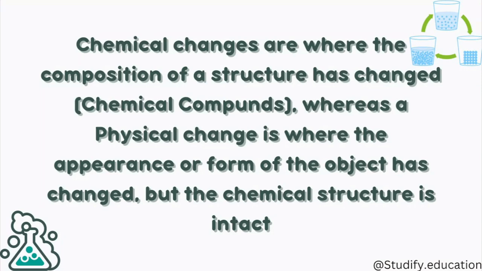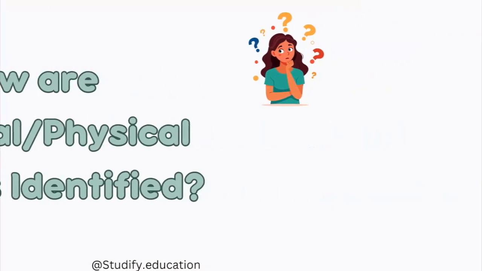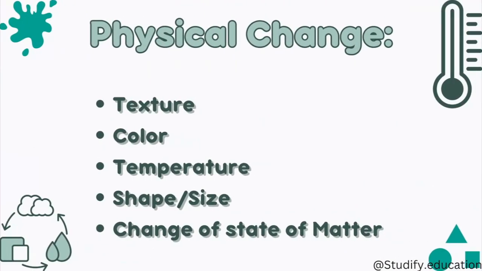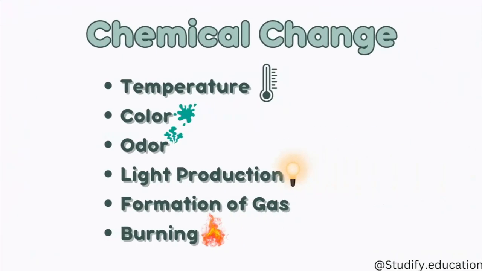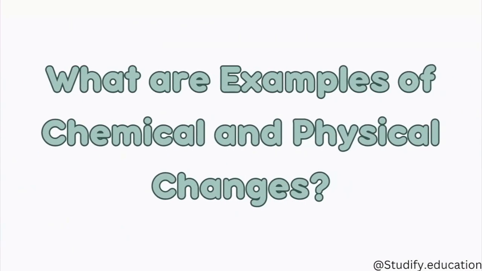Now that we know what a chemical and physical change is, how do we identify them? Physical changes can be identified where the object has a change of texture, color, temperature, shape or size, and whether there has been a change in its state of matter. If you don't know what a change of matter is, go check out our videos on what is matter and phase changes. As for chemical changes, they are identified by temperature, color, odor, production of light, and form of gas, or little bubbles, and burning. Both physical changes and chemical changes sound very similar, but they're easy to differentiate.